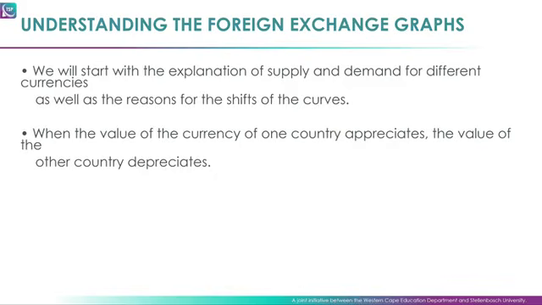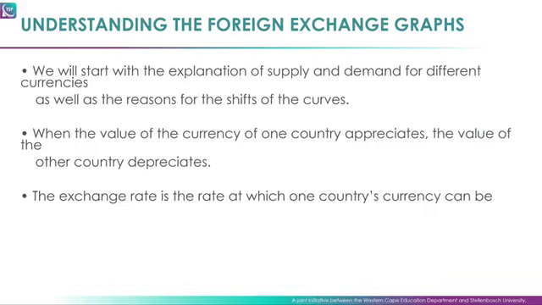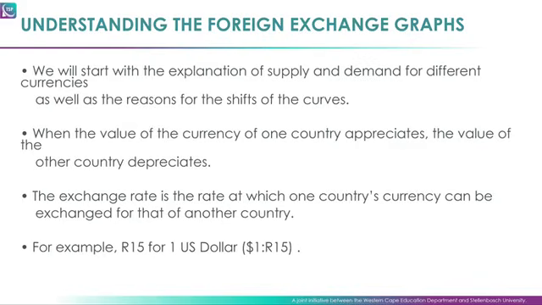Now remember, I'm sure your teachers must have taught you the difference between appreciation and depreciation. Appreciation and depreciation happen as a result of demand and supply. The exchange rate is the rate at which one country's currency can be exchanged for that of another country. Just a reminder of what the exchange rate is. So, for example, 15 rand for $1 US. So $1 is to 15 rand. Today, it's about 18 rand to a dollar.